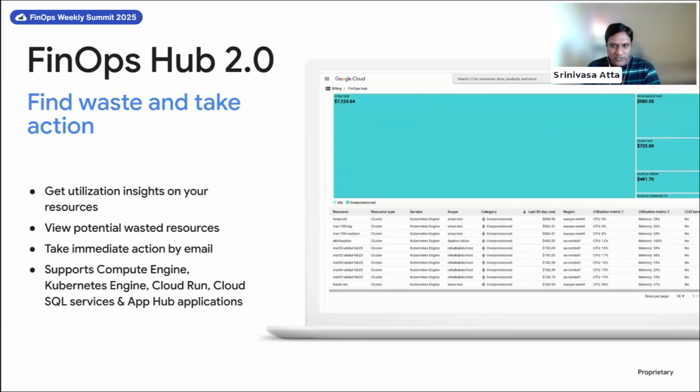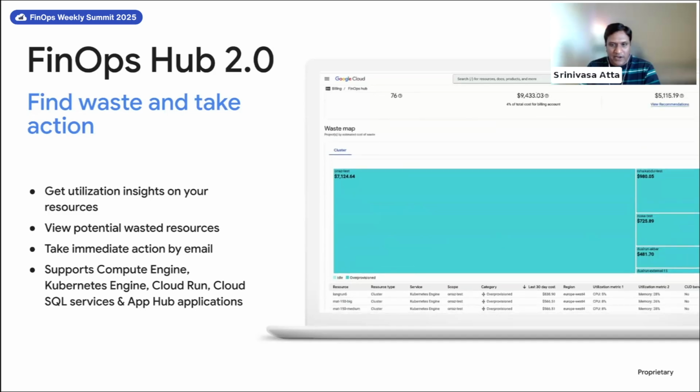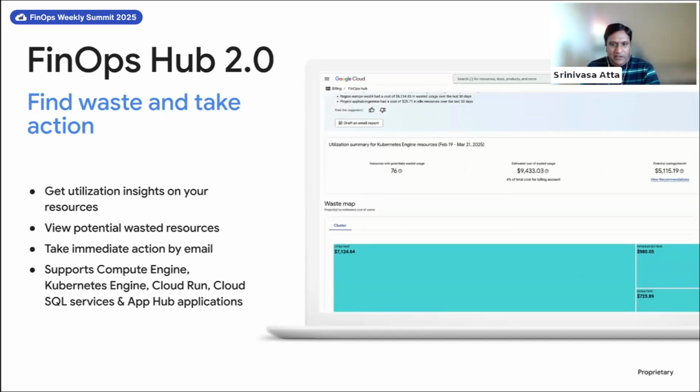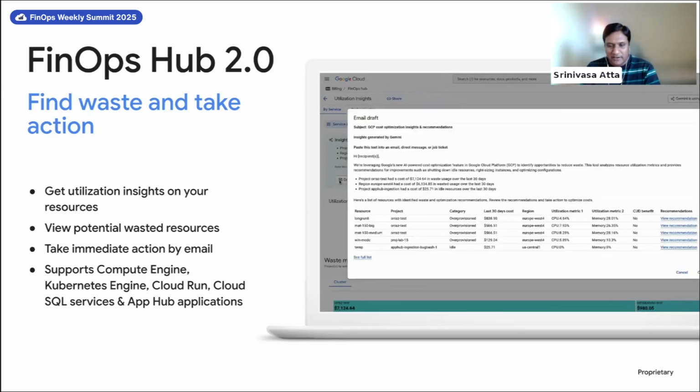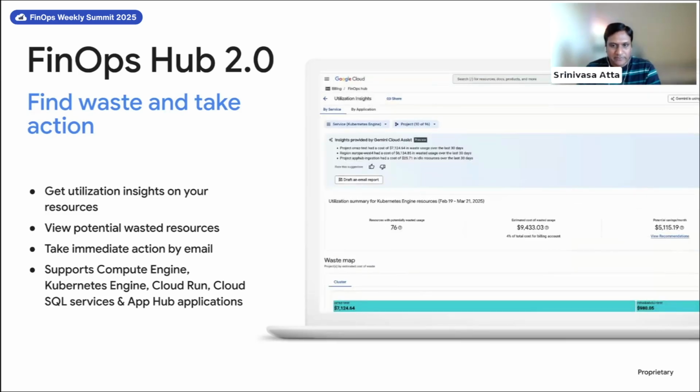Identifying waste is one thing, but fixing it actually requires teamwork. Gemini can now draft a tailored communication email that you can use to collaborate with your DevOps, finance, engineering, and business teams to actually take action. This itself is a big value add for a lot of our customers who are working with us. This helps teams to collaborate and tackle important things.